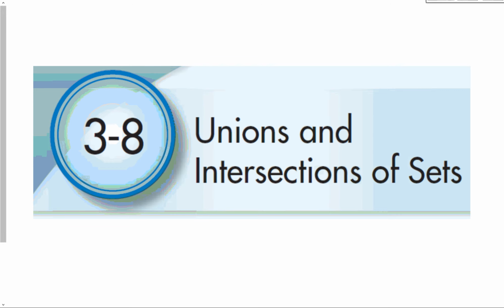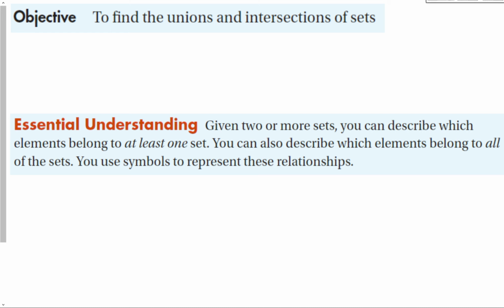Unions and intersections of sets. So our objective for this section is to find the union and the intersection of different sets. And our essential understanding is that given two or more sets, you can describe which elements belong to at least one set. You can also describe which elements belong to all of the sets. And we can use different symbols to represent this relationship.